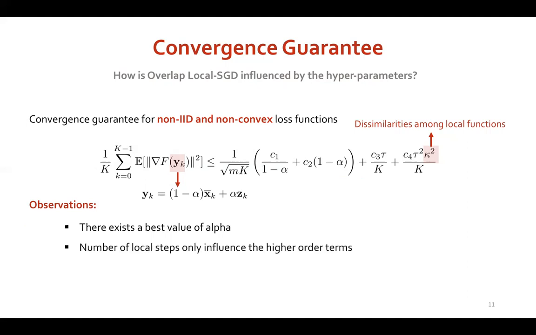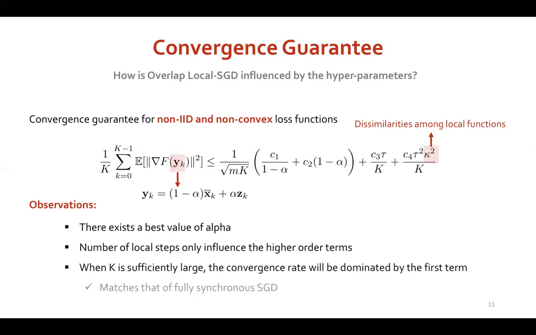Another observation is that only the higher order terms of this expression depend on the number of local steps and the communication methods. So as the number of iterations k becomes sufficiently large, the convergence rate is dominated by the first term, which in fact matches fully synchronous SGD. So what this tells us is that asymptotically, local update SGD with overlap will perform as good as fully synchronous SGD.